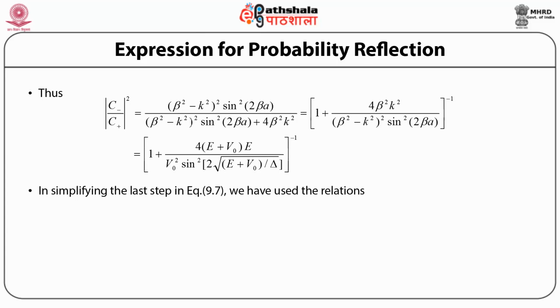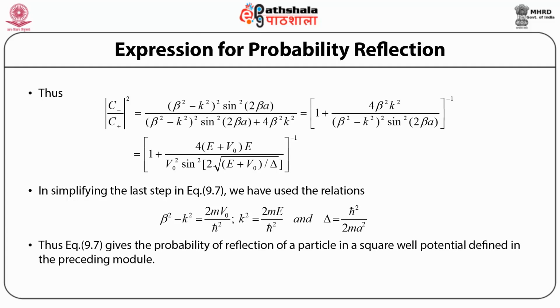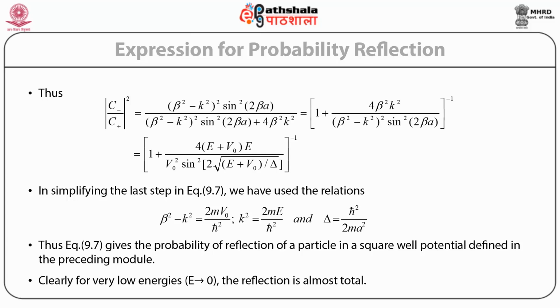In simplifying the last step in equation 7, we have used the relations beta square minus k square equals 2mV naught by h cut square, and k square is equal to 2mE by h cut square, and delta is equal to h cut square by 2ma square. Thus, equation 7 gives the probability of reflection of a particle in a square well potential, which is defined in the preceding module. Clearly, for very low energies, E tending to 0, the reflection is almost total.